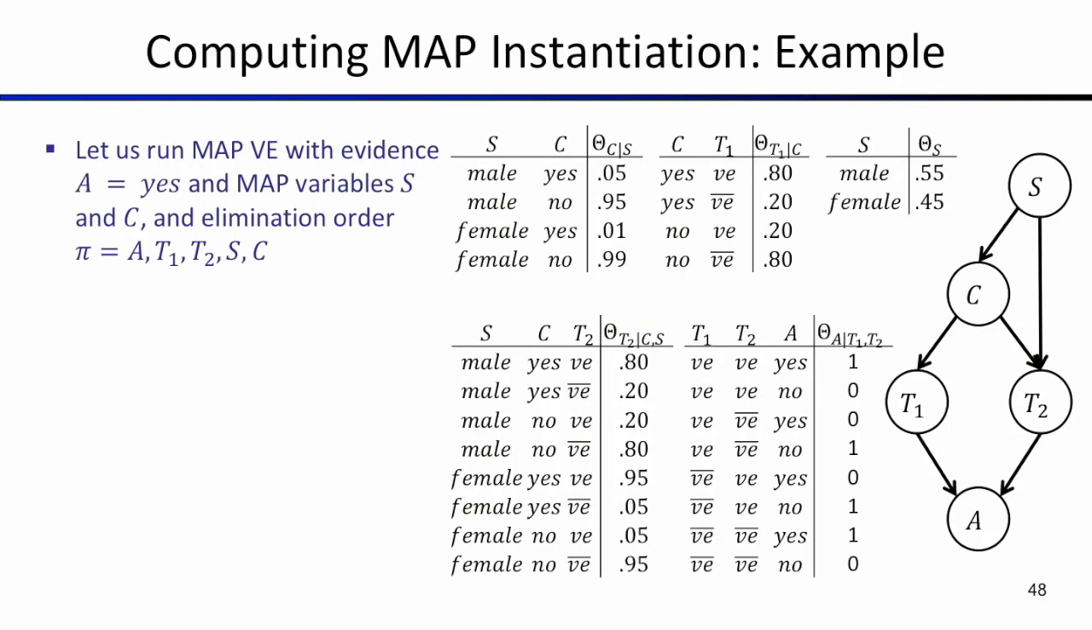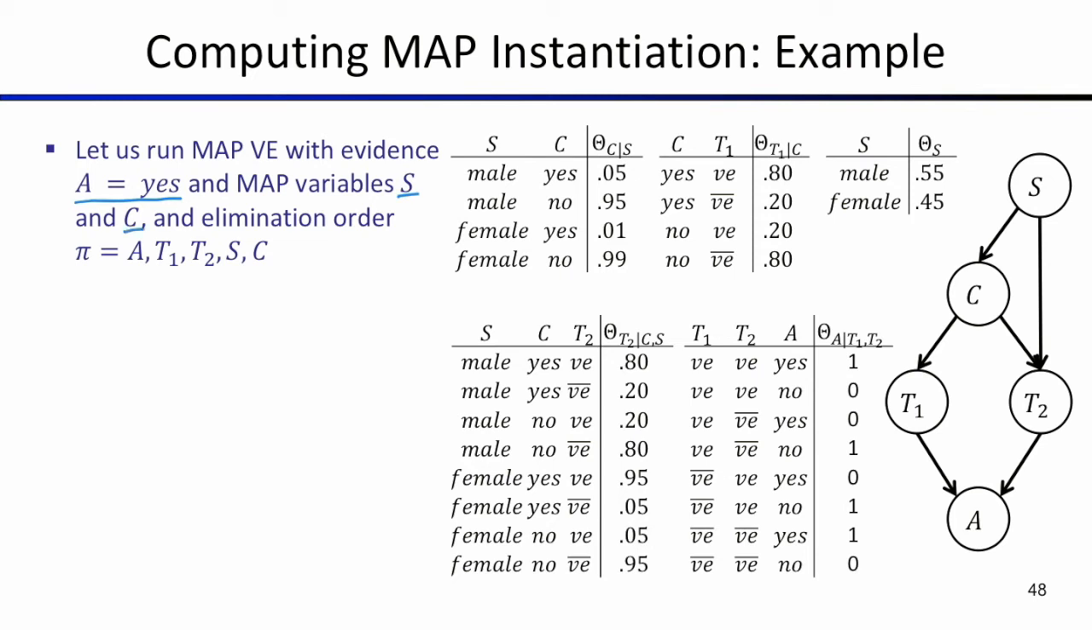So let's use one example to check our understanding of how to compute the MAP instantiations. It's the same example that we had before, but now we're going to compute the MAP query, so the MAP probability. We have evidence A equal yes, and the MAP variables are S and C.